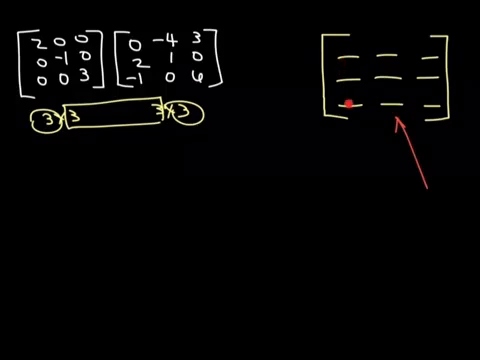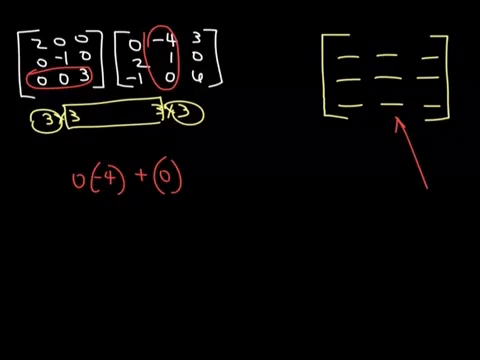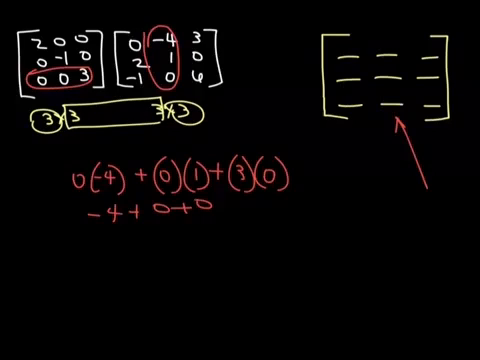So this spot is in row 3, column 2. So first number in row 3, 0, times the first number in column 2. Second number in row 3 times the second number in column 2, plus the third number in row 3 times the third number in column 2. So that number is going to be -4 plus 0 plus 0. So -4 is going to go right there. So you have to do it for all 9 of these spaces here, but it's a lot easier trying to figure this out this way than any other way I've found.